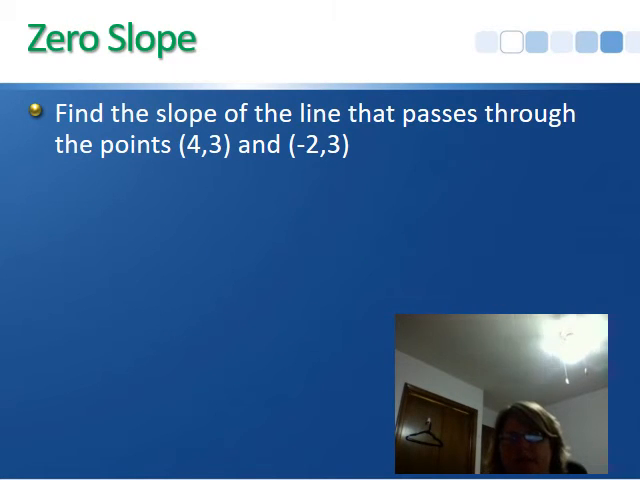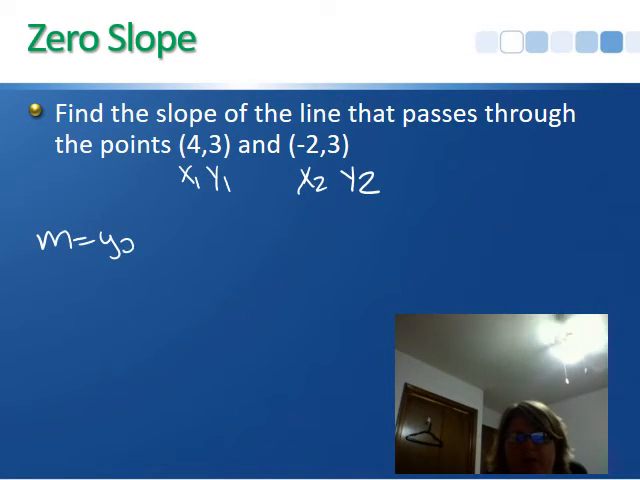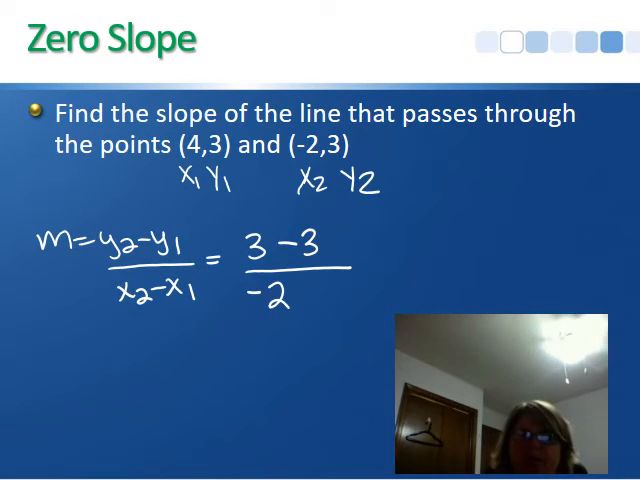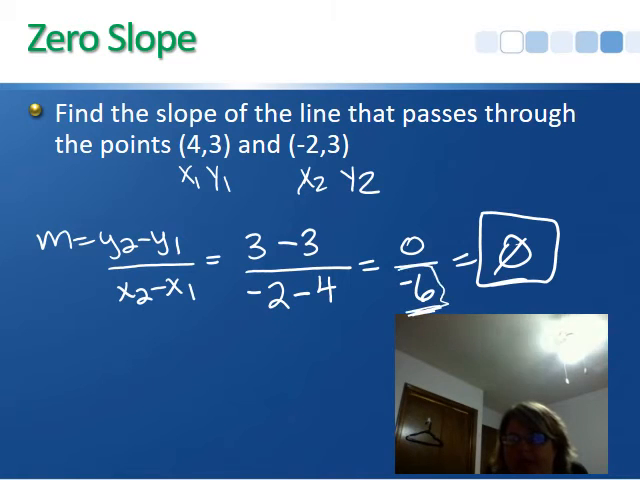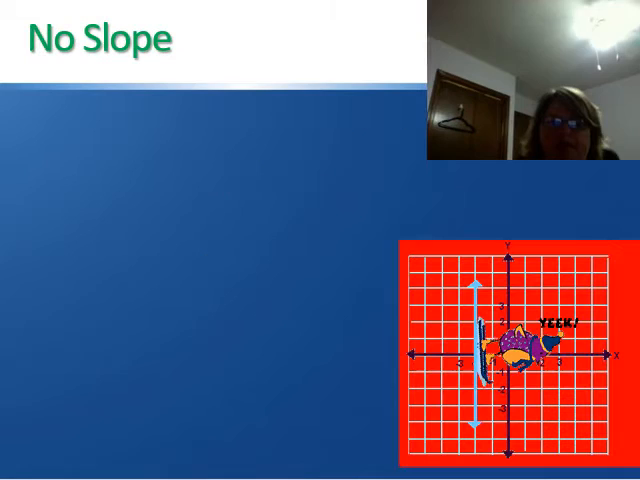All right, so here's an example of what 0 slope looks like in the equation. So x sub 1, y sub 1, x sub 2, y sub 2. So the formula again is y sub 2 minus y sub 1 over x sub 2 minus x sub 1. Y sub 2, 3, minus y sub 1, 3, over x sub 2, negative 2, minus x sub 1, 4. 3 minus 3, 0. So 0 on top is always 0. So this is 0 slope. It doesn't even matter that there's a 6 here because 0 divided by anything is 0.